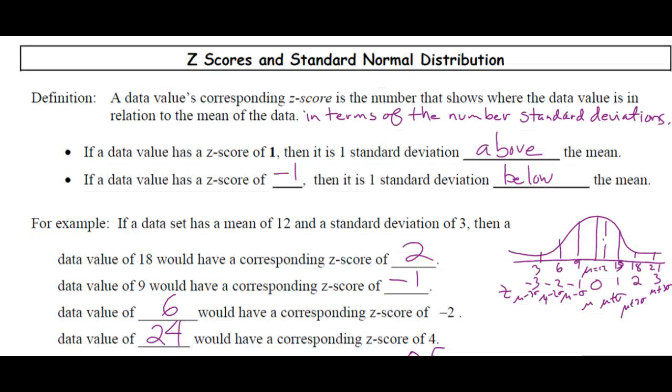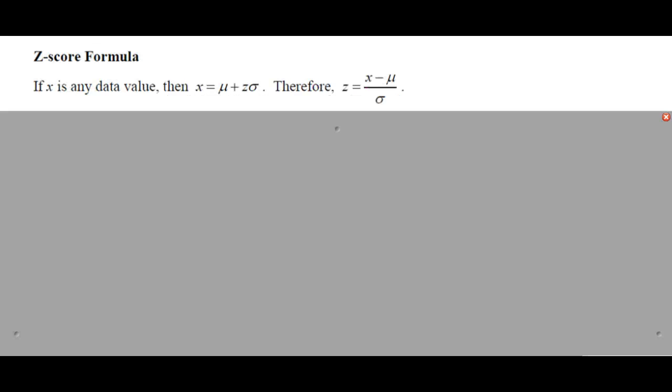Let's go back. So x is any data value, so we have a data value of 15. 15 is equal to 12 plus 3, right? Sigma, so mu plus sigma. Mu plus 2 sigma, right? So x equals mu plus z times sigma. So the z-score is x minus mu over sigma.